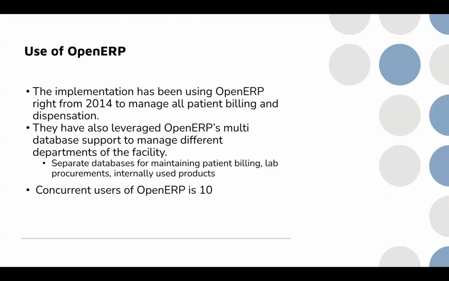They have also leveraged the multi-database support which OpenERP as well as Odoo provides to segregate the different departments of the facility. As an example, they have separate databases, one used to maintain the patient billing and the stock procurement, and a separate database to manage the procurement and usage of the lab items like the reagents and chemicals for the labs. And then there was a separate database set up to track the internal use products like sanitary items and stuff. On average, the concurrent users across the three databases for OpenERP is about 10.